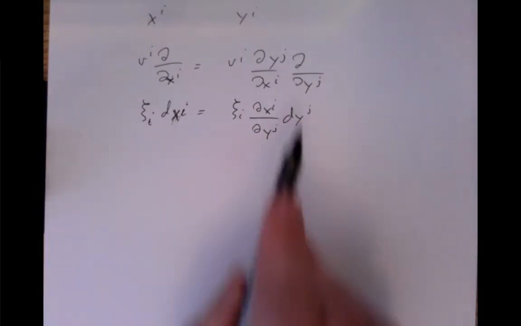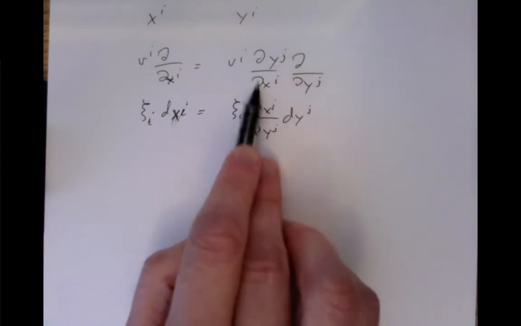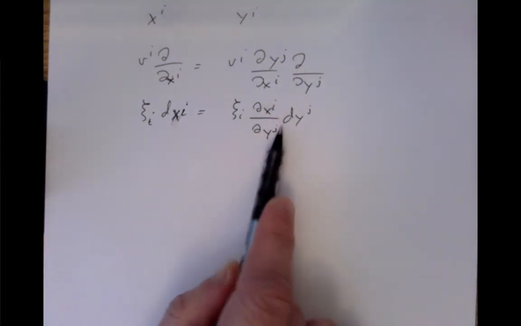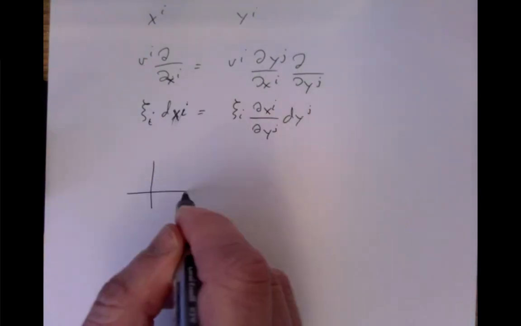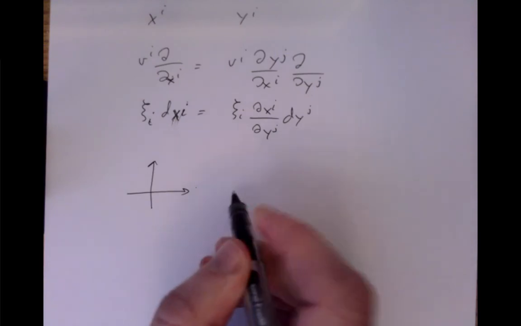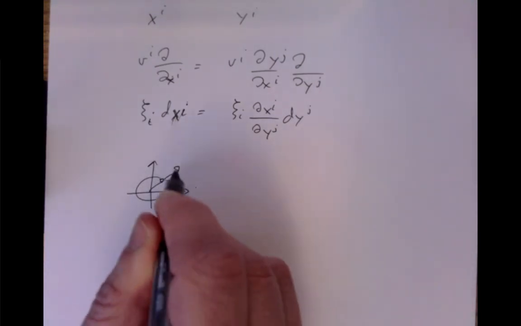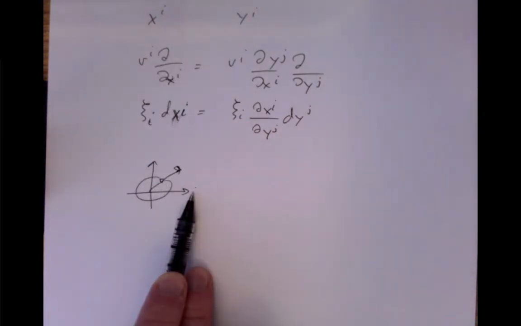Note how different it is. For example, if the y's are just given by dilating the x's by 2, this is given by multiplying by 2. This is given by multiplying by half. So they do transform differently, even in the stupid simple case of taking the plane and multiplying every vector by 2. Just multiply all vectors by 2. The tangent vectors transform differently from the cotangent vectors.